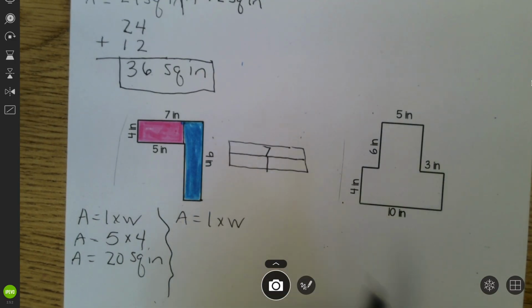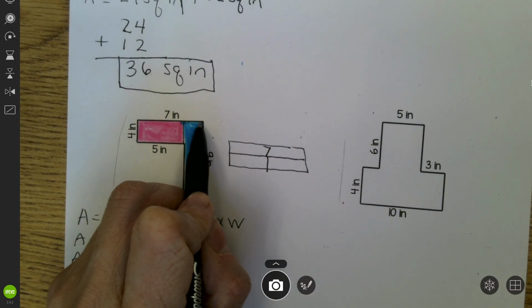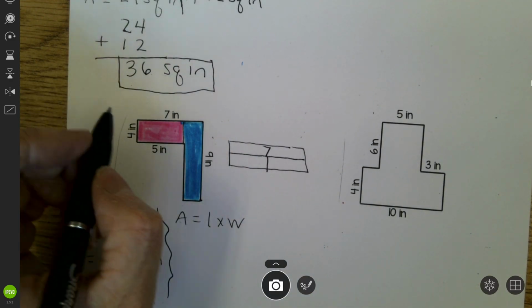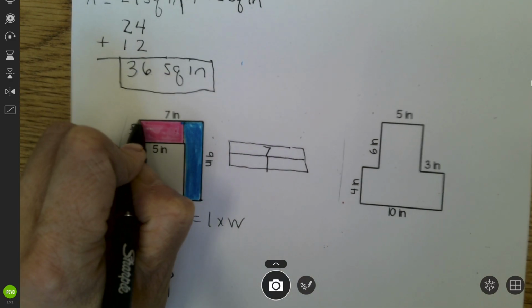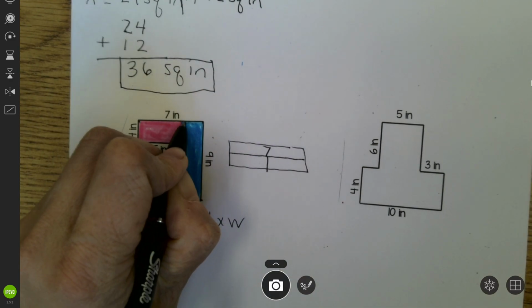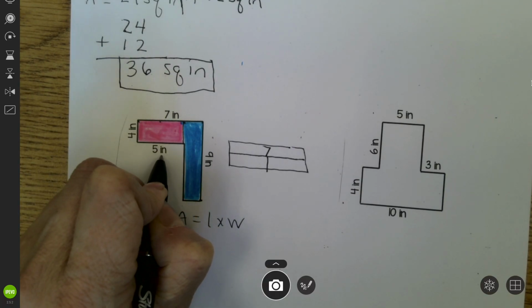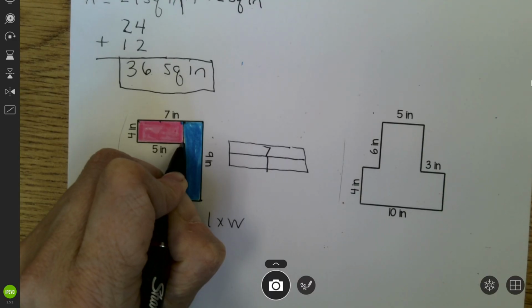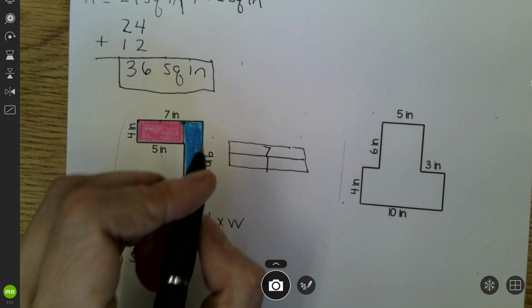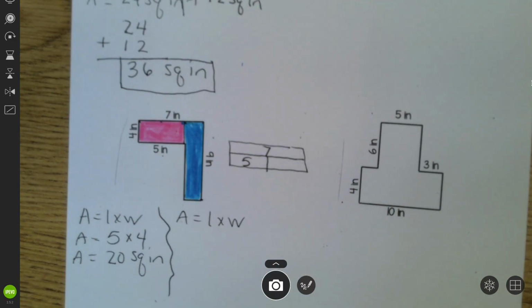Next, I need to find one of my parts because I need to solve for this part. So I want to figure out how long it is from this end to this end. Ooh, look at this. I know opposite sides are equal. So from here to here is 5. That means from here to here is 5. 5 is one of my missing pieces.